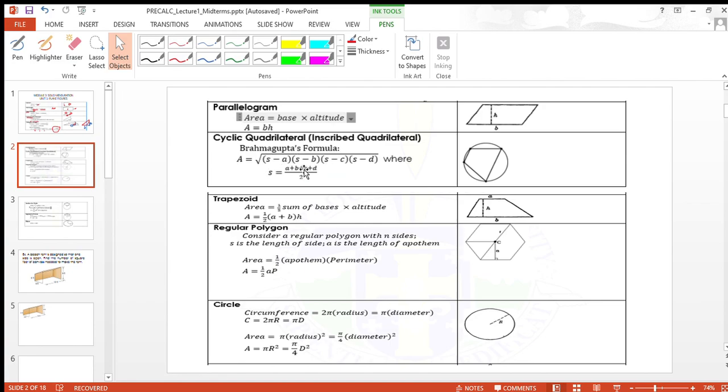Then we have the parallelogram. A parallelogram is a quadrilateral wherein we have two pairs of parallel sides. Kaya nga tinawag na parallelogram. So we have two pairs of parallel sides.